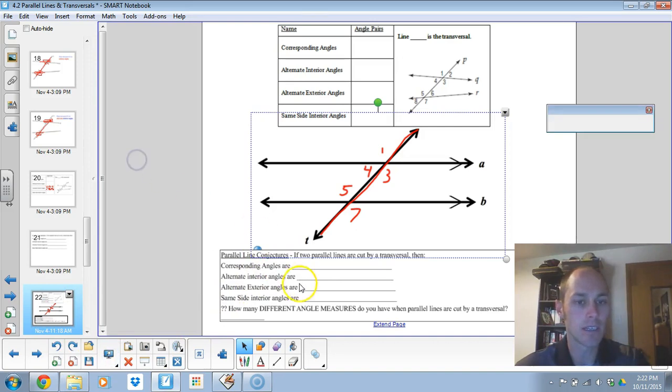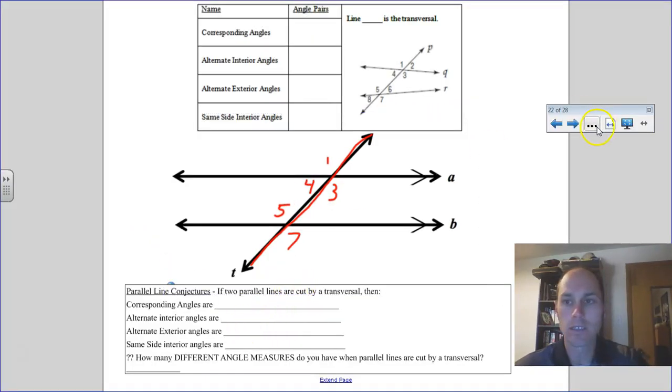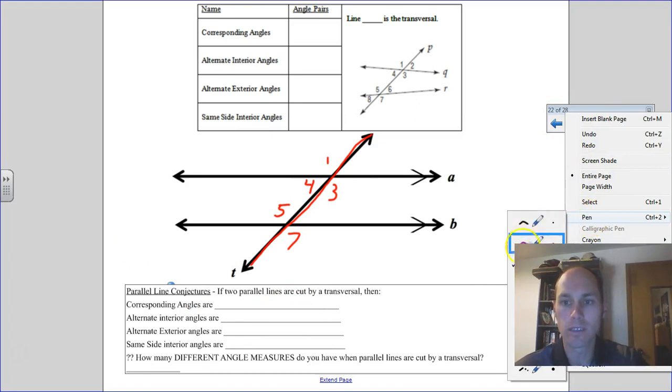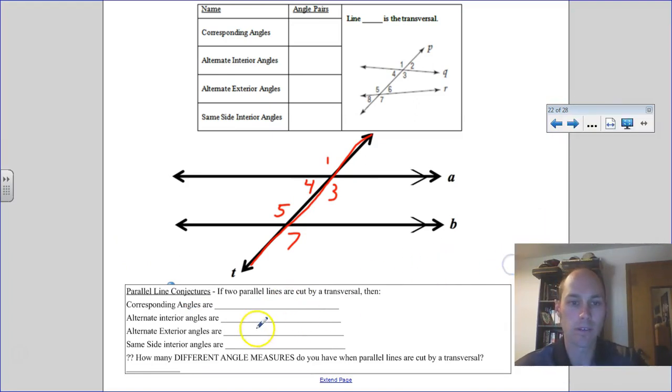your notes: corresponding angles are congruent, alternate exterior angles are congruent, and same side interior angles are supplementary. So that will always be true when you have parallel lines. In this case, these lines are not parallel, so we don't have those same relationships there.